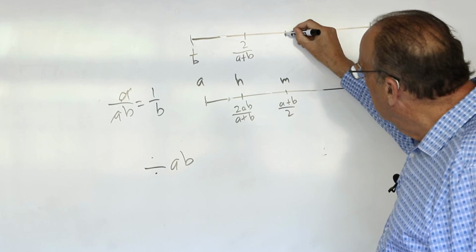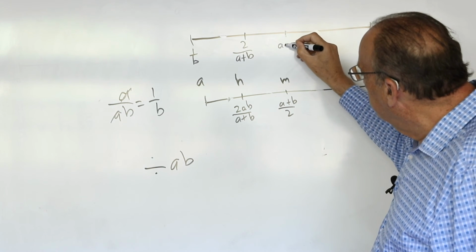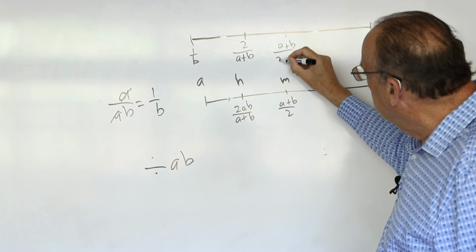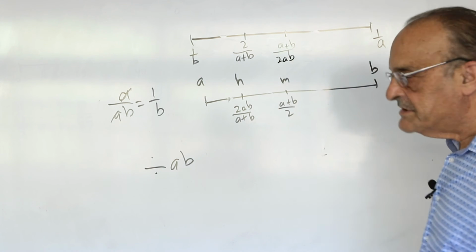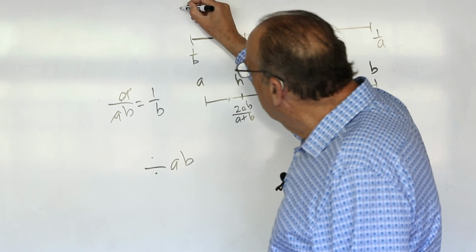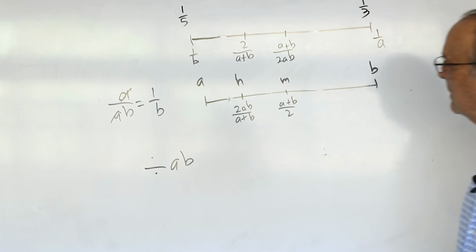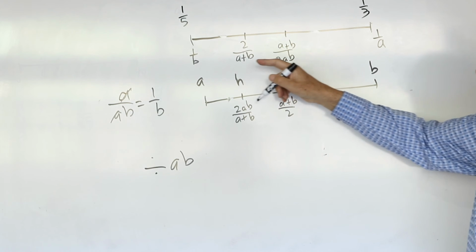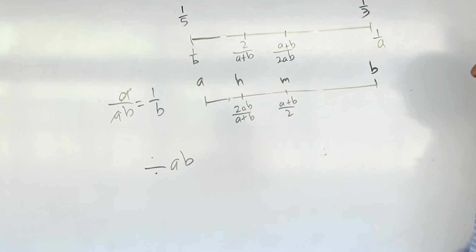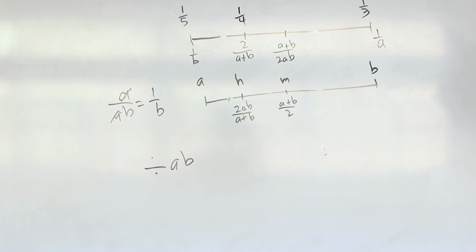And when you divide this by AB, you get A plus B divided by 2AB. So here you get the reciprocal of the harmonic mean. So if this was 1/5 and this was 1/3, the arithmetic mean of 3 and 5 is 4. So this would be the reciprocal of 4, which would be 1/4. And that basically proves the result.